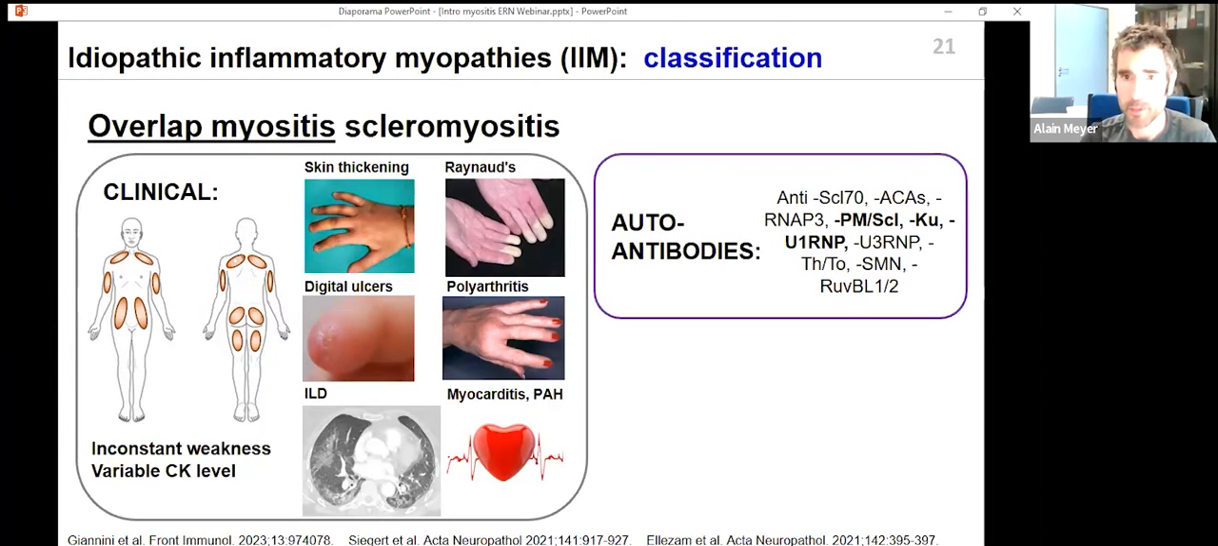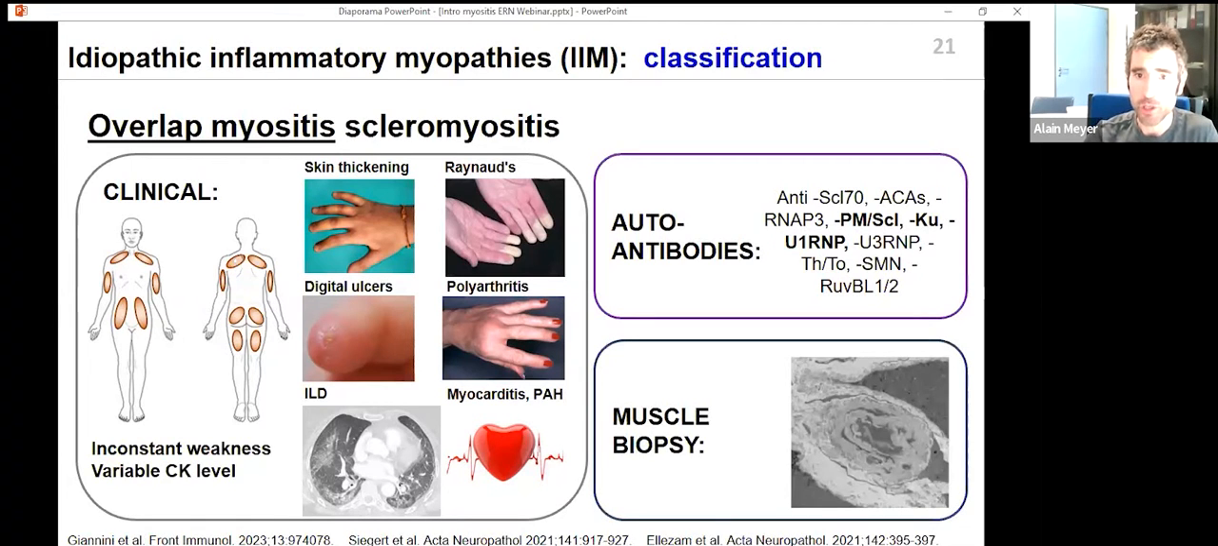Several autoantibodies have been associated with this subgroup. The three most frequent are anti-PM-Scl, anti-U1-RNP, and anti-Ku. Recently, it has been shown that muscle biopsy typically demonstrates characteristic capillary pathology in this subgroup.